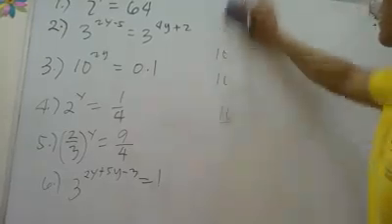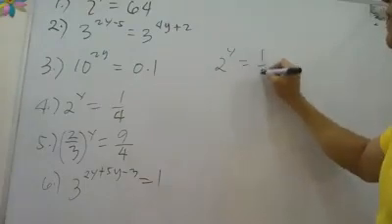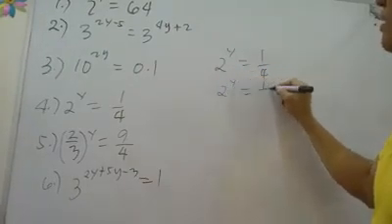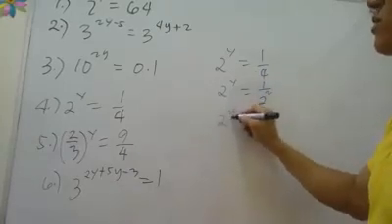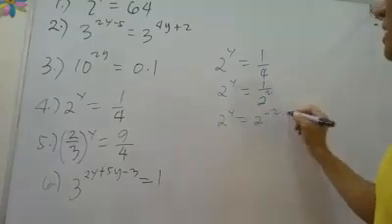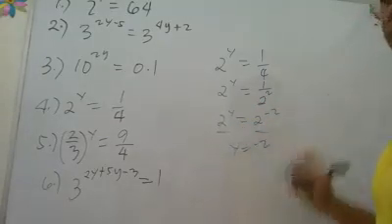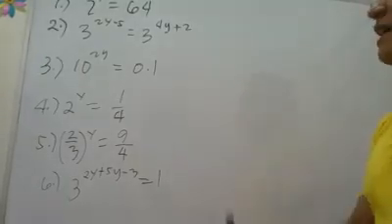Number 4, we have 2 raised to y, again, is equal to 1/4. Now, 4 to the base of 2, we can say that 2 raised to y is equal to 1 all over 2 squared. Now, this one is a fraction form, so we can say that 2 raised to y is equal to 2 raised to negative 2. Now, they're in the same base, so y is equal to negative 2. Right? Okay. Next. Number 5.